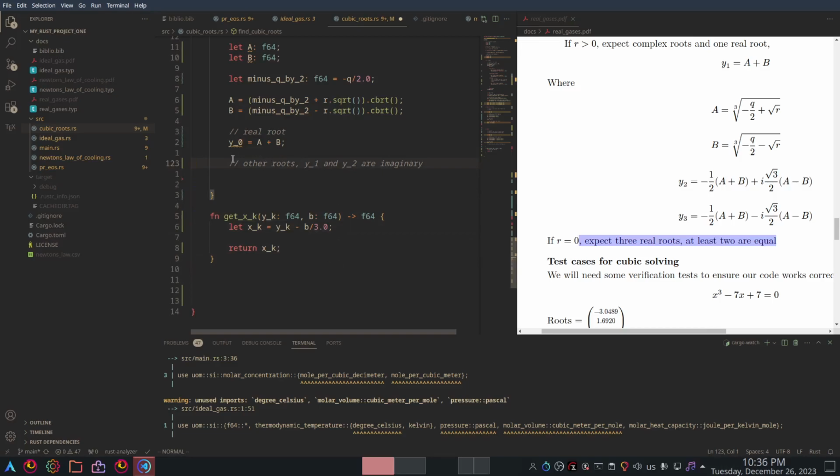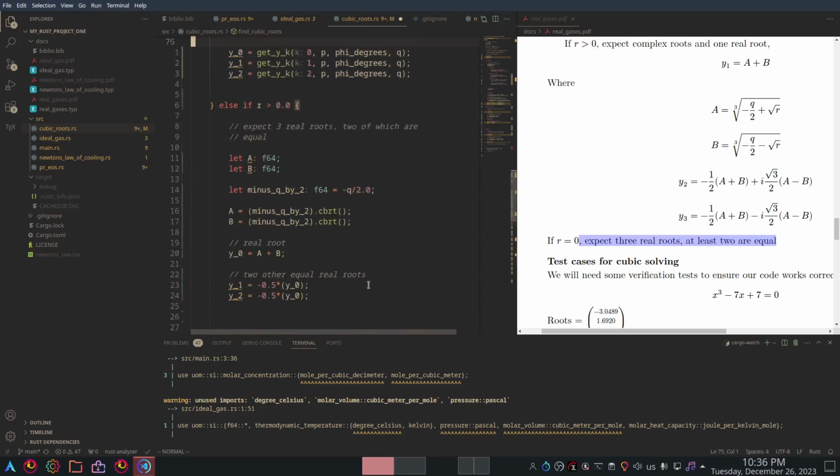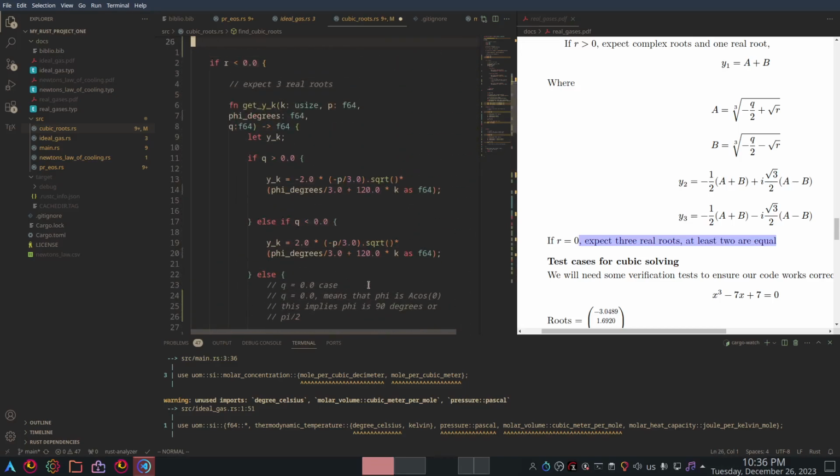The thing here is, y0 is a little problematic. We have two cases here. One is that we have 3 real roots. The other is that we have only 1 real root. So how are we supposed to represent that?